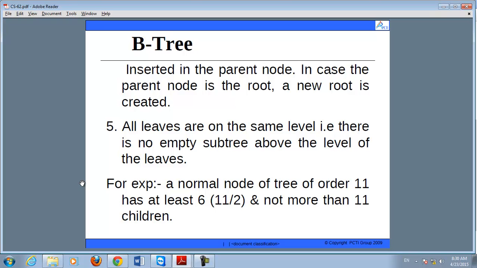Now, all the leaves are on the same level and there is no empty subtree above the level of the leaves. जितने भी leaf nodes होंगे, they will be on the same level. Now, for example, a normal node of a tree of order 11. If there is order 11, it means it has at least 11 divided by 2, that is 6, and maximum 11 children.